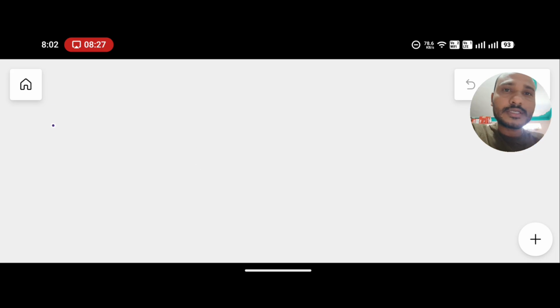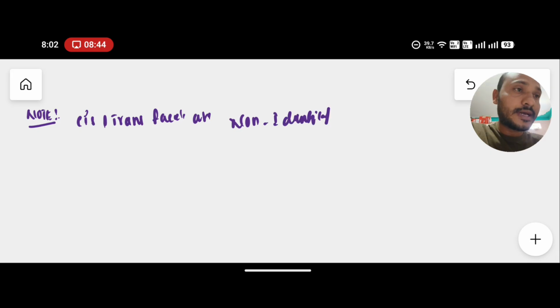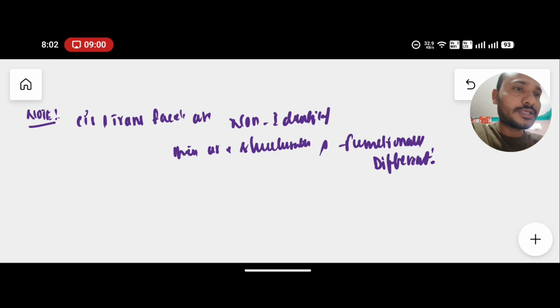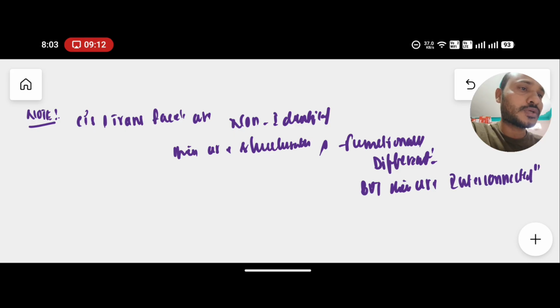They are non-identical. An important note here: cis and trans phases are structurally and functionally different, but they are interconnected to each other. Very important note: generally the cis and trans phases are non-identical structurally and functionally, but they are interconnected to each other.